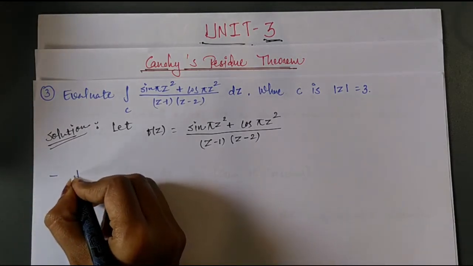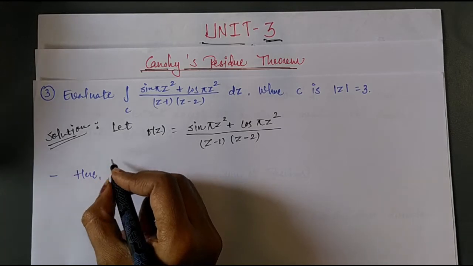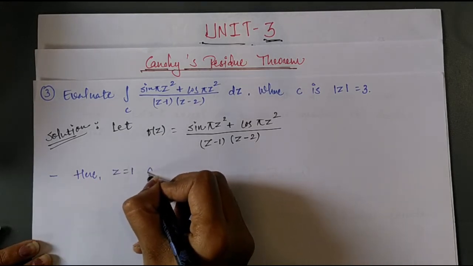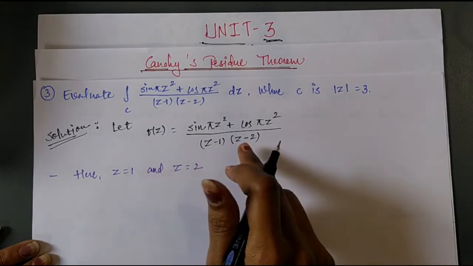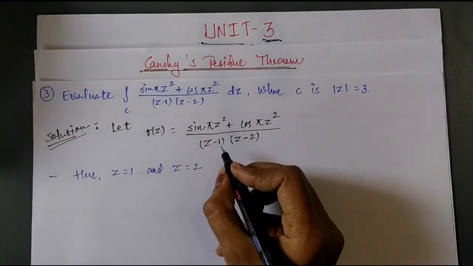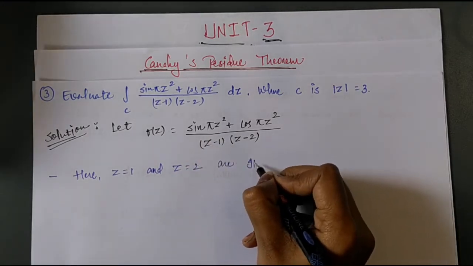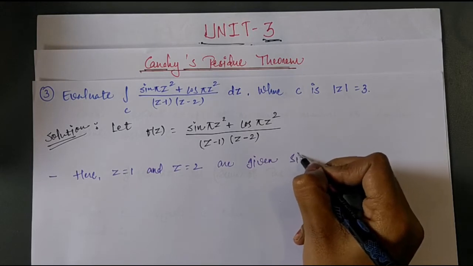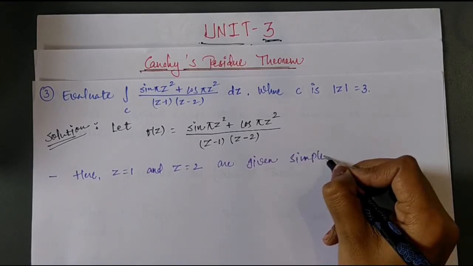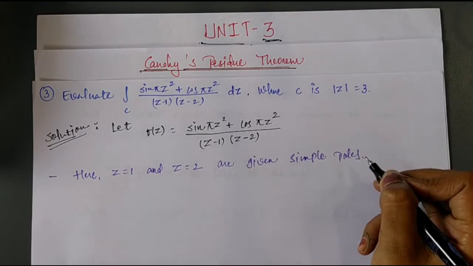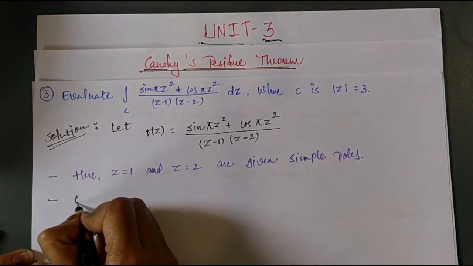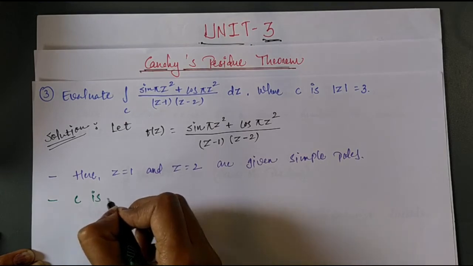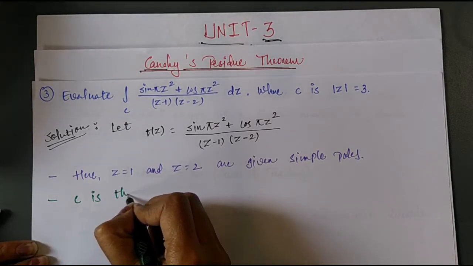So which will be the points of this simple pole? Here z equals 1 and z equals 2. These are the points, z equals 1 and z equals 2, the given simple poles. And now you have to write its center with its radius and you have to draw the figure. Right now I am not going to draw its figure because now you know very well how to do the figure.